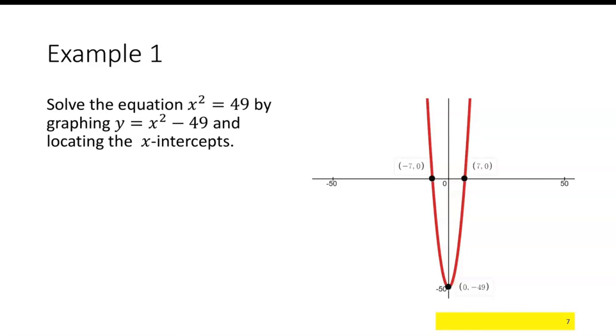Well, let's solve the equation x squared equals 49 by graphing y equals x squared minus 49 and locating the x-intercepts. The graph's already shown, but we want the x-intercepts, which you see are at negative 7 and positive 7. So the solutions are going to be x equals negative 7 and x equals positive 7.